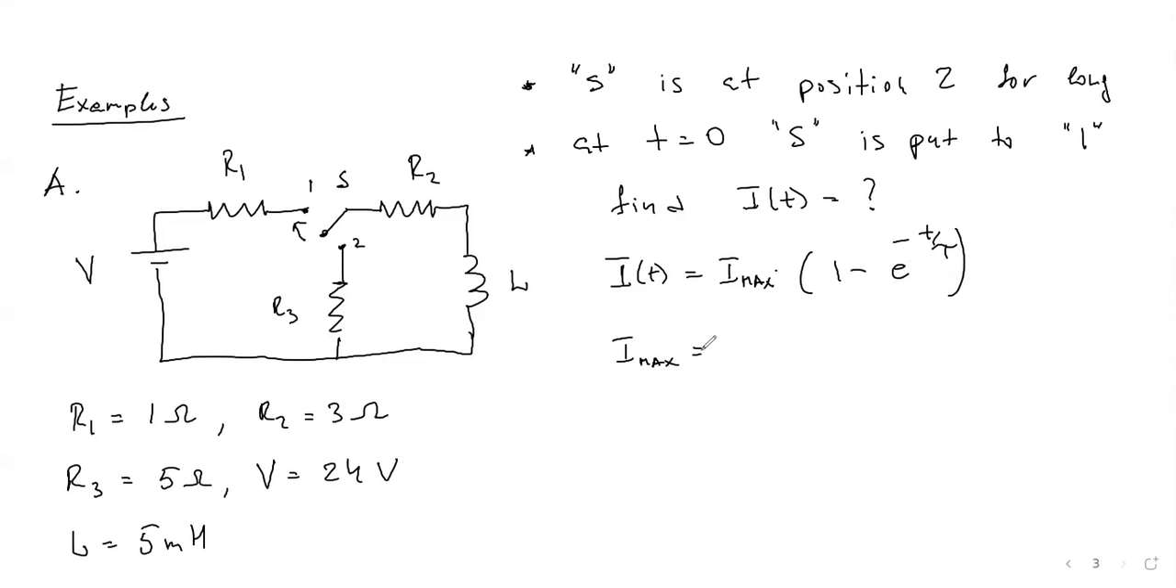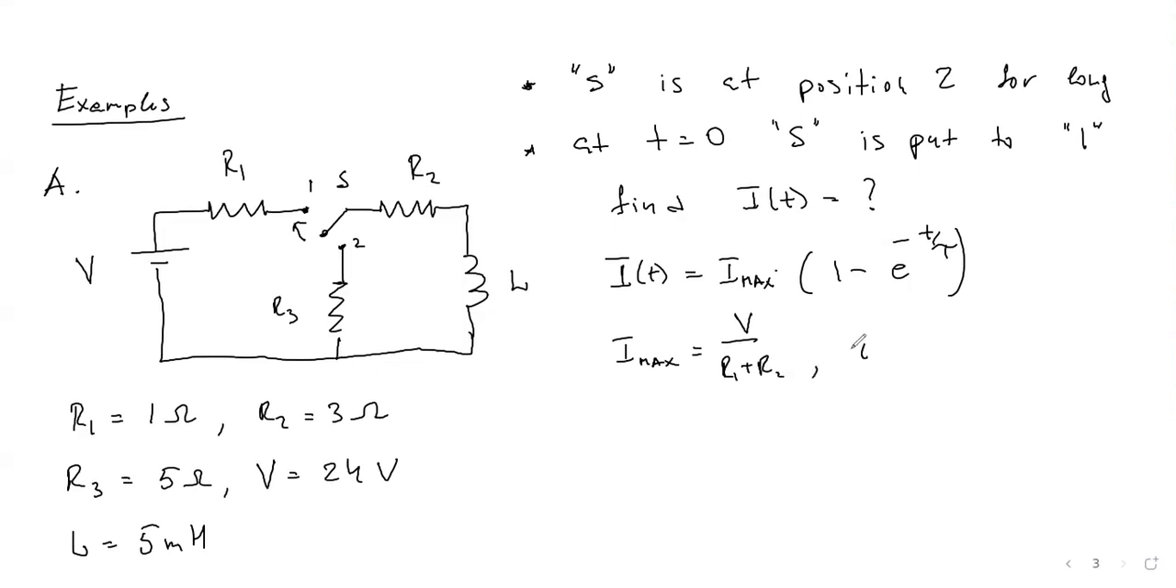Remember, that was a maximum current. V over R? V over R. I have R1, R2, R3. It's close. R1 plus R2. If you connect it to position 1, R1 and R2 will be connected in series. So V over R1 plus R2.